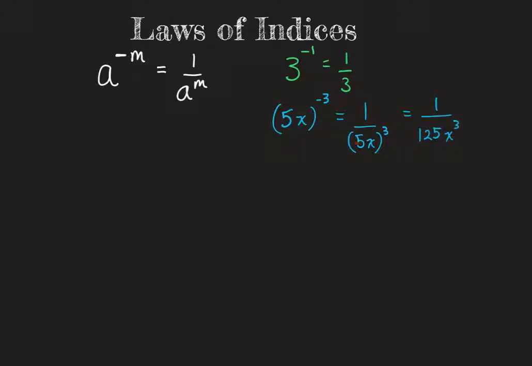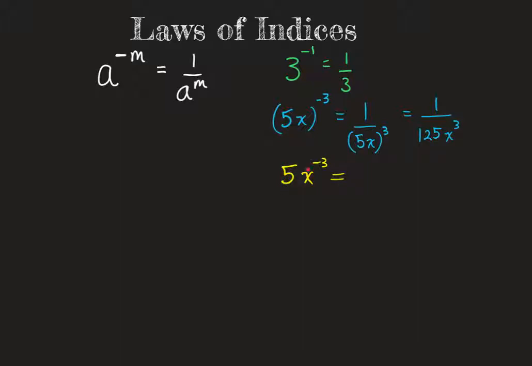And so that means the 5 and the x. This is using another one of our rules, a to the m all to the power n, right? So both of these are going to be power 3, which gives you 125x to the 3. Okay, notice the difference between this one and this one here: this one does not have the brackets, and so it's only this x that's getting raised to the power 3.